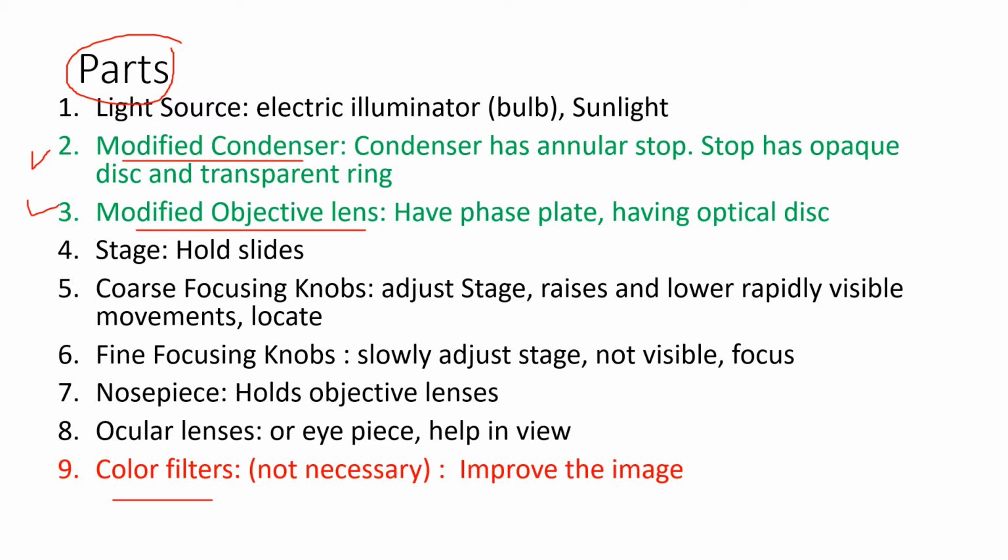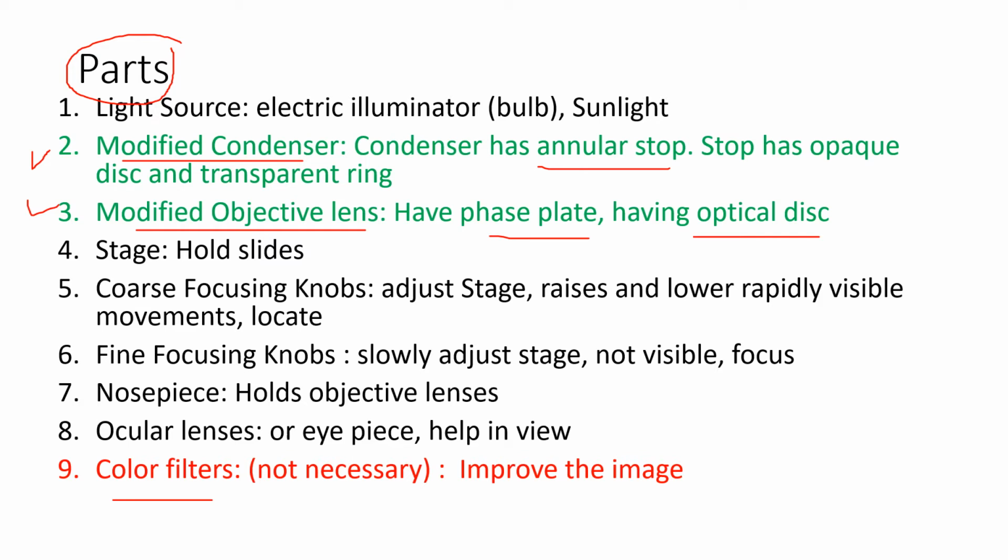If we compare this microscope to the dark field microscope, there we just had a modified condenser, which allowed only a cone of light to pass through to the specimen. But here we have a modified condenser as well as a modified objective lens. The modified condenser consists of an annular stop, and the modified objective lens consists of a faceplate, which is an optical disc. We'll be able to appreciate both of these modifications in the working of the microscope. But before that, let's see color filters also.